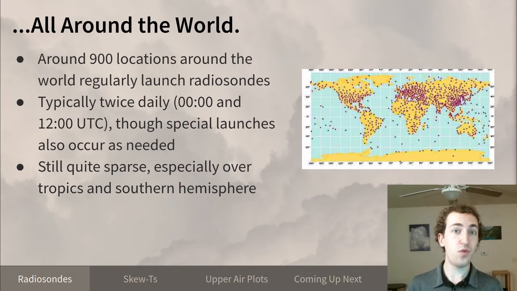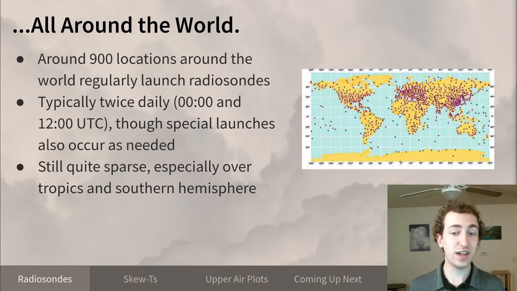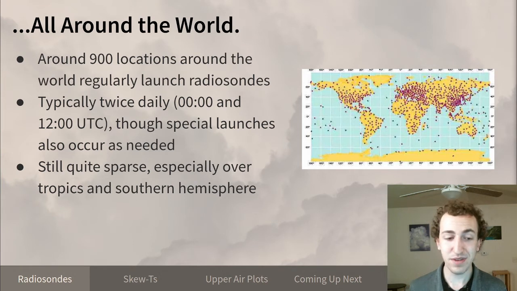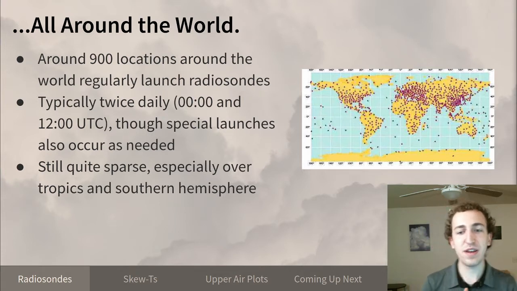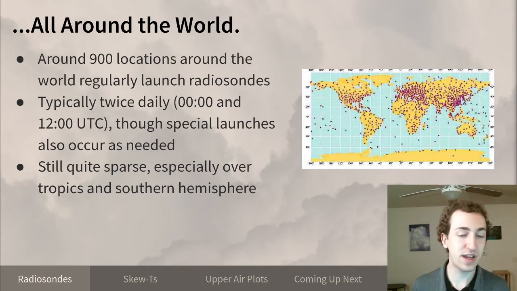During the winter months of the year when we're on standard time, central time is a -6 offset from UTC. So these launches happen at 6 a.m. and 6 p.m. Though, that being said, special launches of these do occur as needed, especially when more frequent sampling is needed for a particular weather hazard that's coming up.